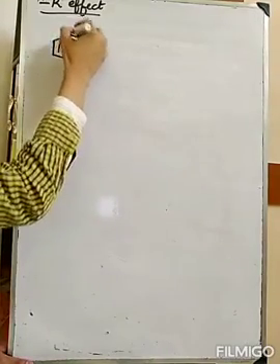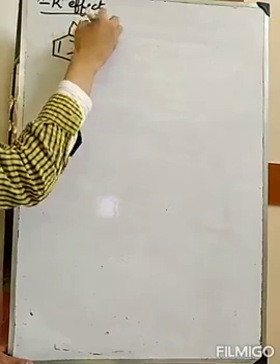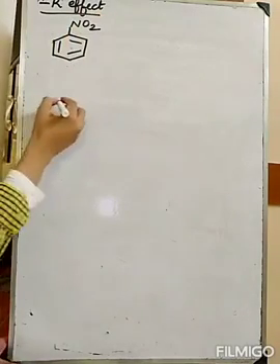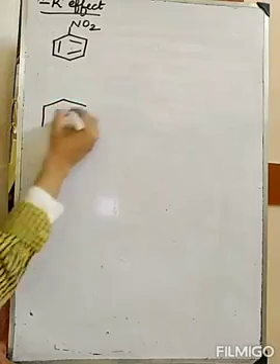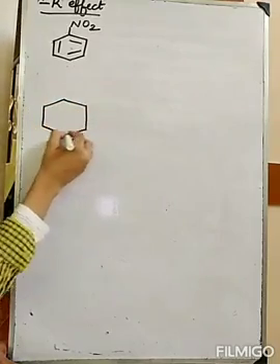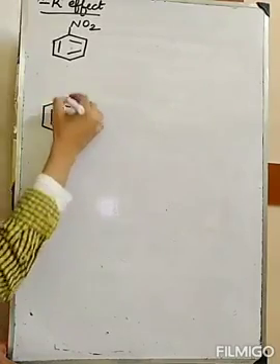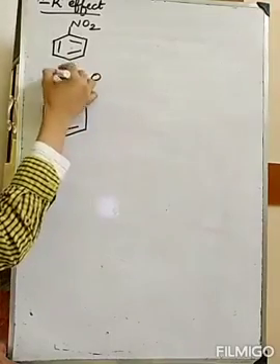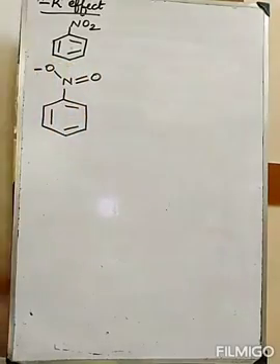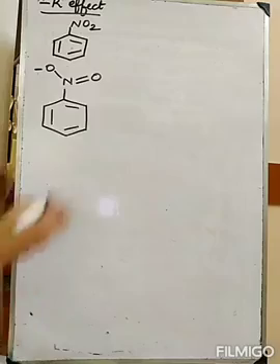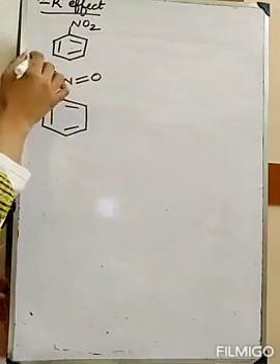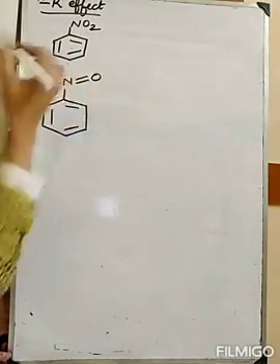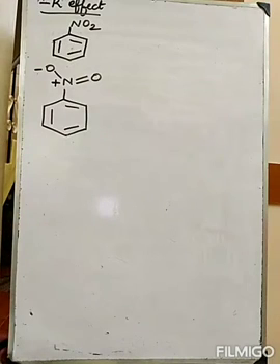What is the name of this compound? Nitrobenzene. Okay, so nitrobenzene means what is the structure of the nitro group? I told you. So the bond will be like this. So the nitro group will be like this. Yes or no? One oxygen will be having negative charge, and this nitrogen will be having positive charge.